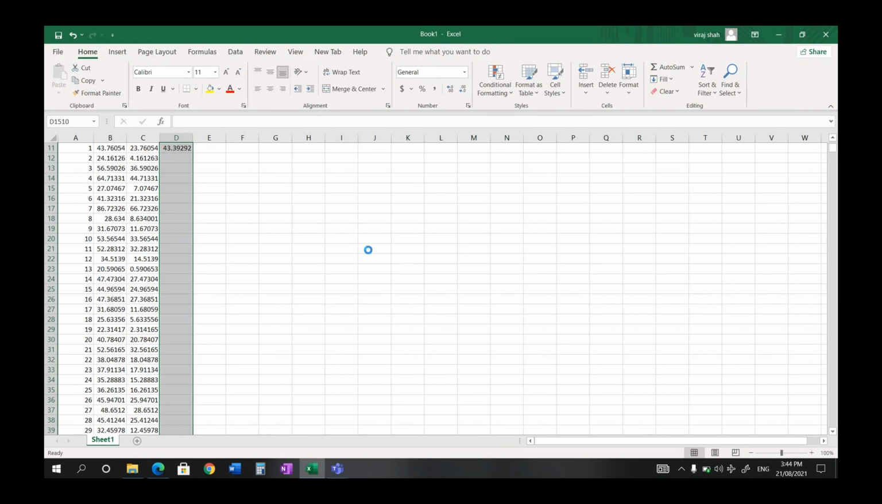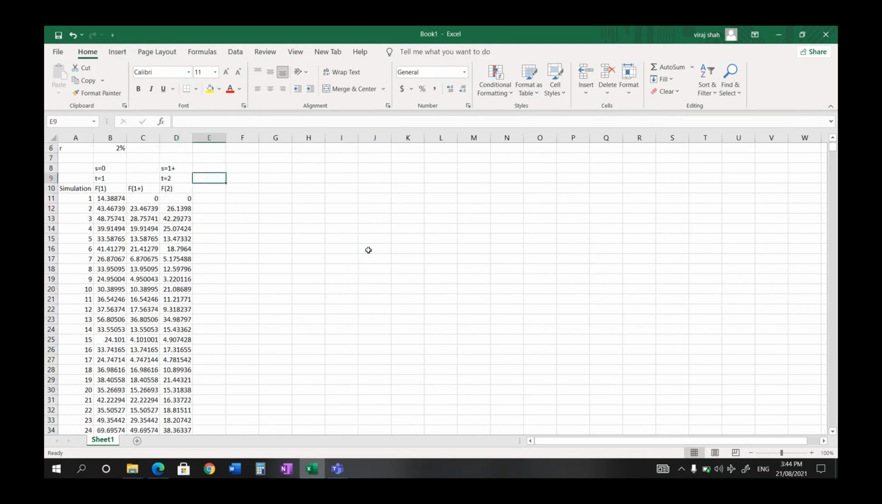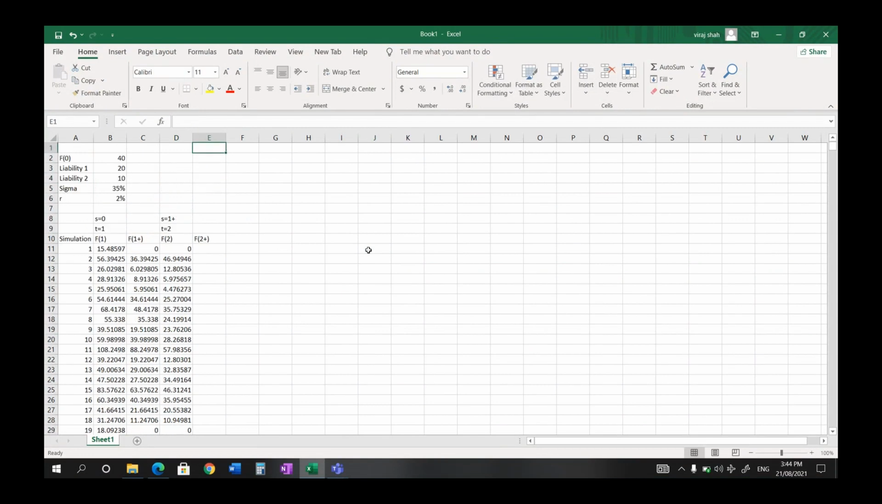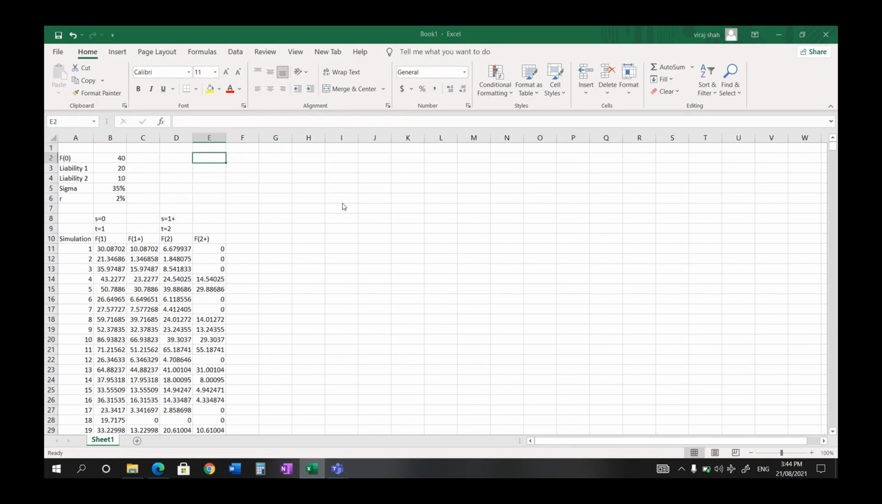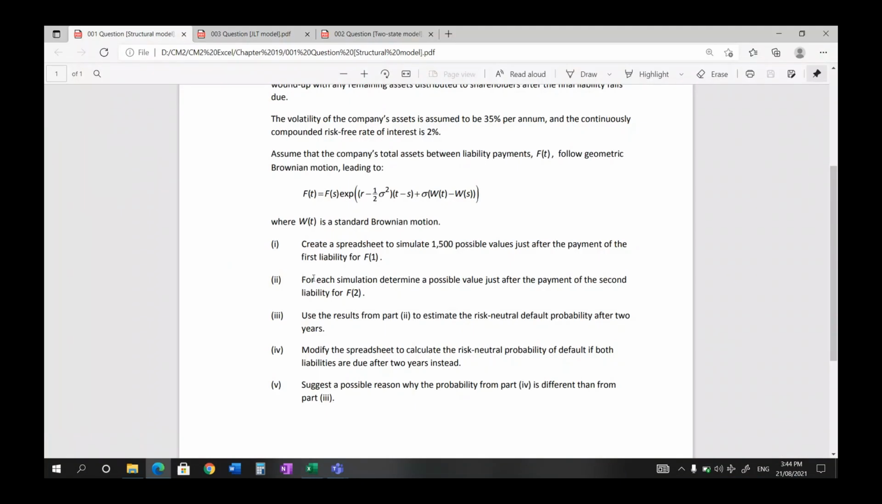I will just drag it down and calculate F2 plus, that is your payment after the second liability. After paying, this would be nothing but the maximum of this minus your liability 2, or 0. I will just drag it down. So you got your values for your simulation. Determine the possible values of payment of your second liability.